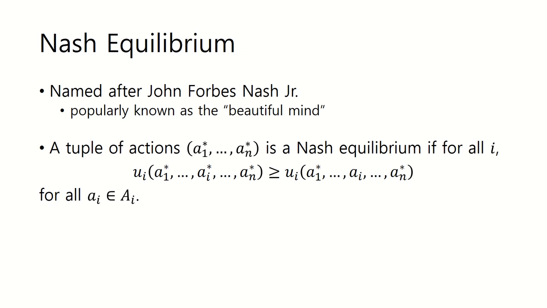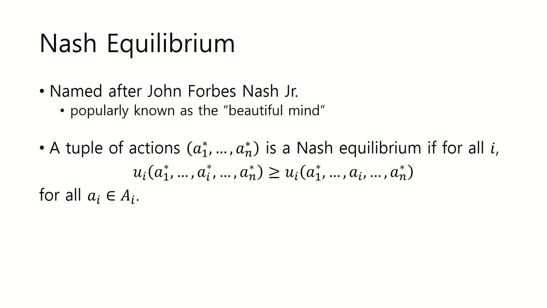So what is Nash equilibrium? Here is the definition. A Nash equilibrium is a tuple of actions, or vector of actions. We will denote this Nash equilibrium using asterisks, stars. So a1 star to an star. This tuple of actions is a Nash equilibrium if for all i, for all players, ui, the utility of playing this Nash equilibrium action, is greater than or equal to ui, the utility of player i playing something else.